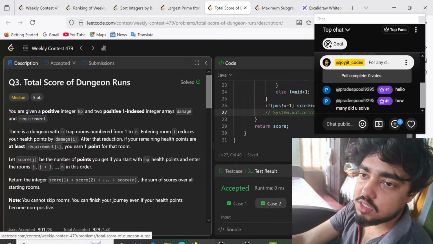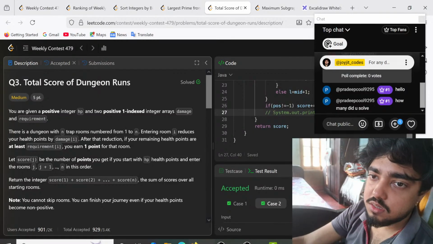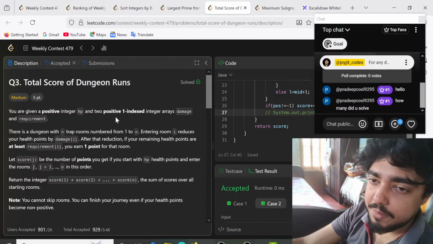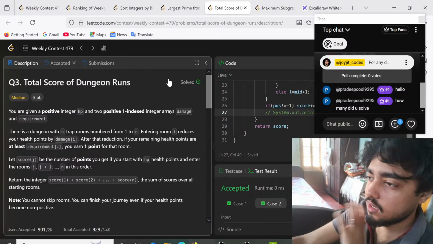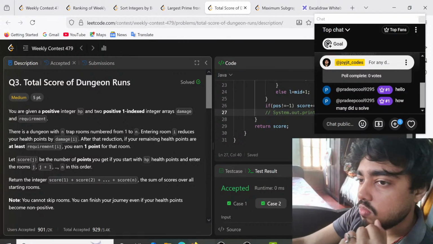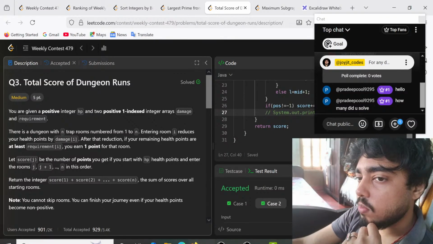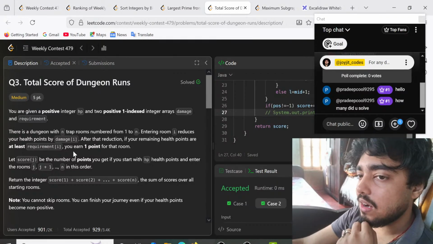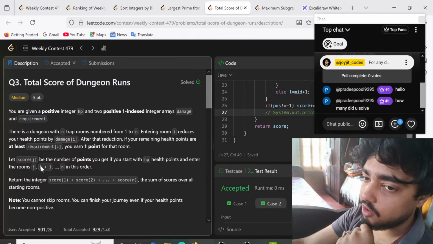The third question is total score of dungeon runs. You're given a positive integer HP and two positive one-indexed integer arrays, damage and requirement. One index, it doesn't matter, it can be zero indexed also. There is a dungeon with n traps, room number from 1 to n. Entering room i reduces your health by damage of i. After that reduction, if your remaining health is at least requirement of i, you earn 1 point for that room.